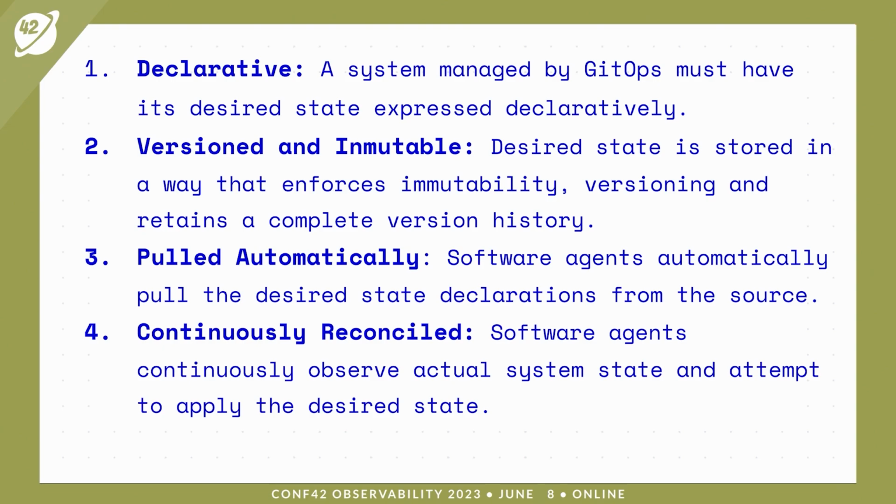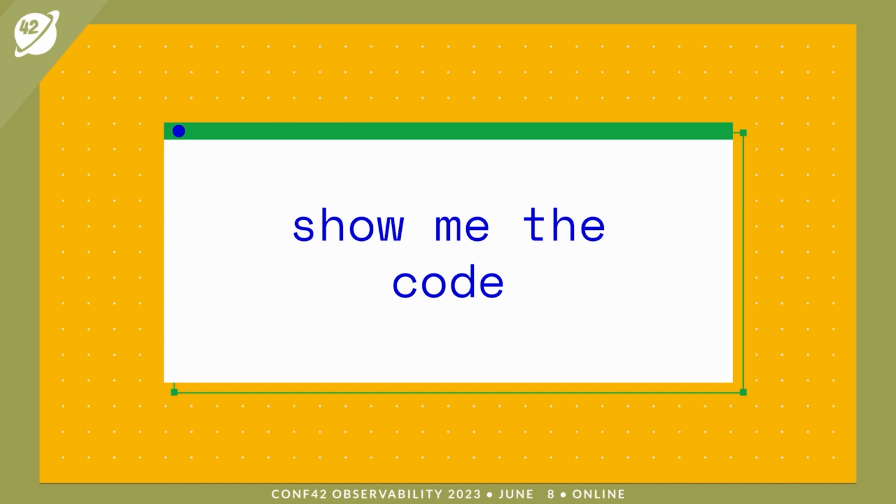Software agents continually observe the actual system state and attempt to apply the desired state. That's the way you can have a high availability system that's pretty easy to maintain, even if you have 100 pods and your Kubernetes cluster is very big. These tools even have some nice graphical user interfaces where you can handle the state, see if something is wrong, and apply the reconciliation.